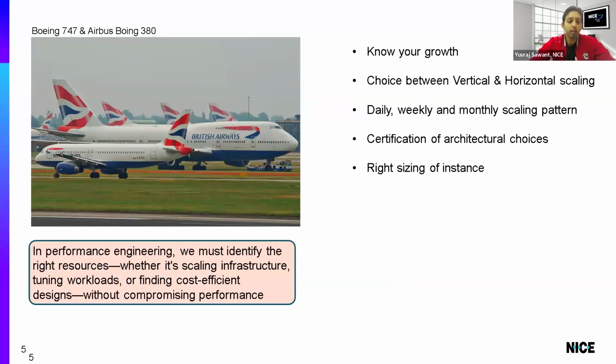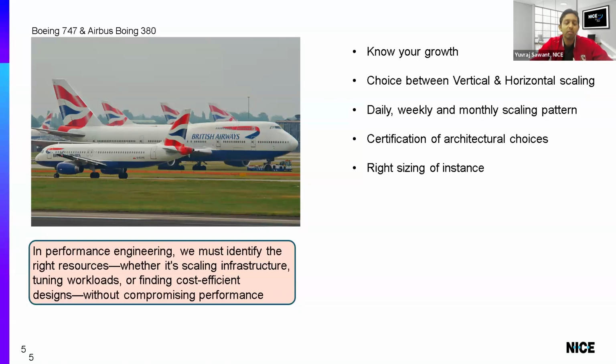I will take an example of the airline industry. The Boeing 747 is a big aeroplane. It has a huge capacity, a long distance plane. Whereas the Airbus 380 is a plane which actually is a small capacity plane.